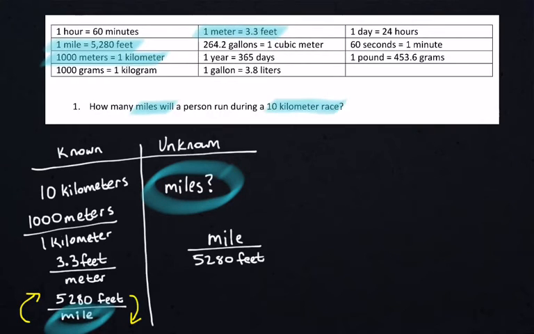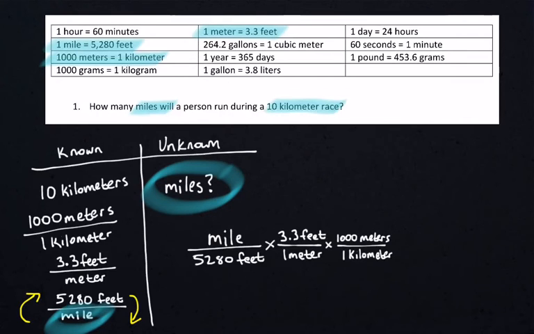Now what I need to do is cancel out every other unit, including this feet unit, until I'm left with miles. So now I'm going to come back over to my known side and look for feet. I need to cancel out 5,280 feet, and I can do that with 3.3 feet per meter. I don't have to flip this fraction because feet is already on top. Feet over feet cancels. Now I've got to cancel out this meter, and luckily I have another conversion factor here, another fraction that has meters in it.